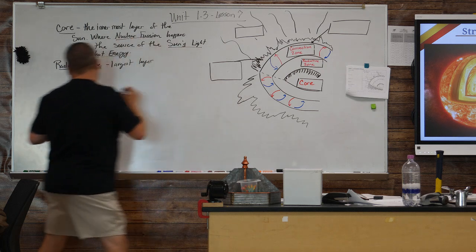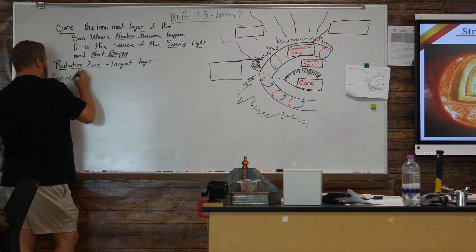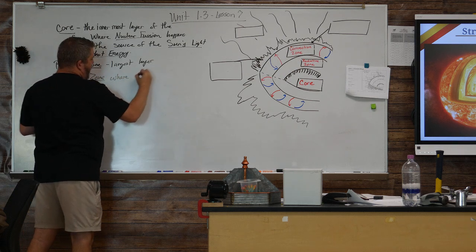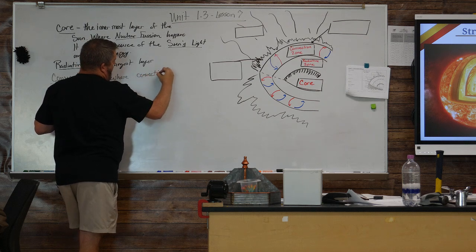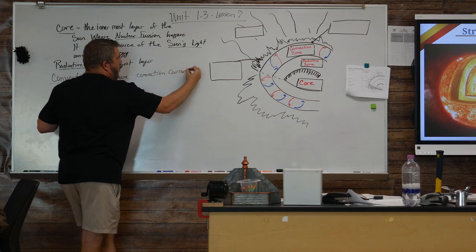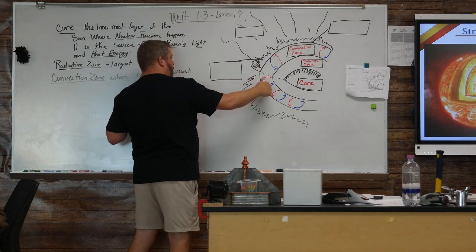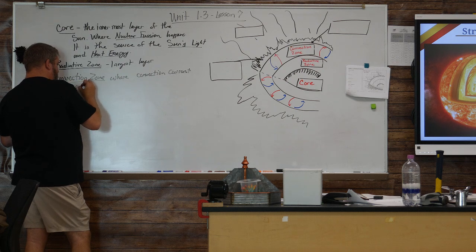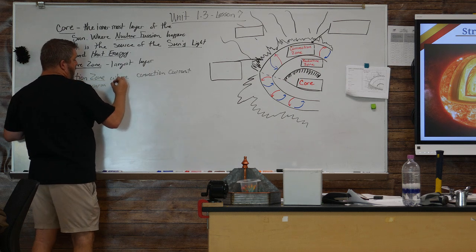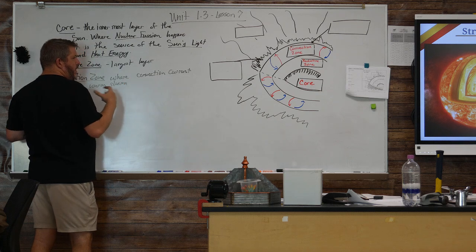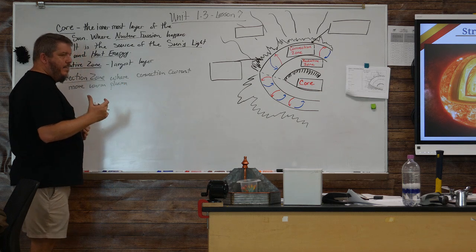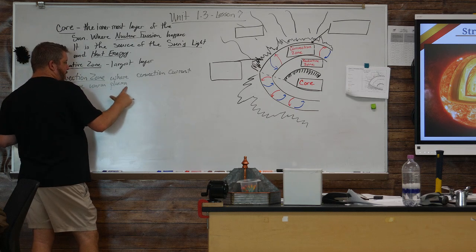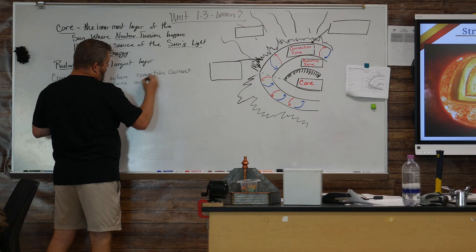So in the convection zone, this is where convection currents move warm plasma. Remember, convection currents are just where warm gas or liquid is rising and sinking. Because remember, the sun is not a liquid, obviously, and it's not truly a gas. It's actually a gas ball of charged particles. We call that in science a plasma. Warm plasma and cooler plasma.